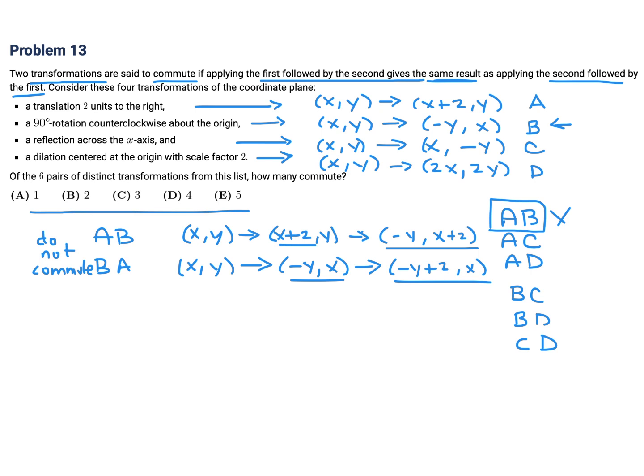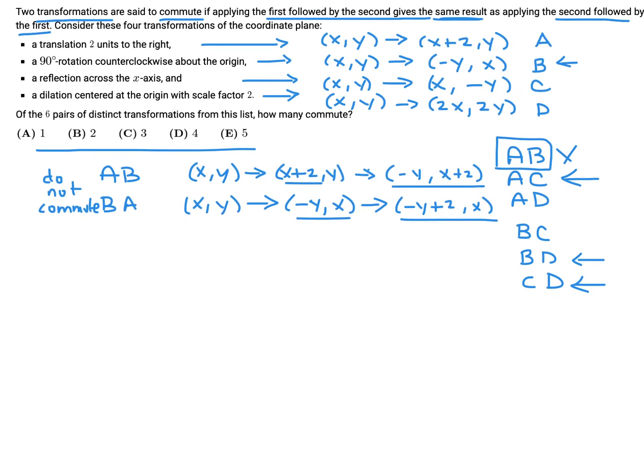Okay, so this one, no good. Got it? So for the sake of time, I'll go through the ones that do commute. It's these ones and these ones. So here we go. So AC commutes with CA. And I'll show you how. AC would go from xy to x plus 2y. And then when you did A, and then you do C on this guy, that would bring you to x plus 2 minus y.